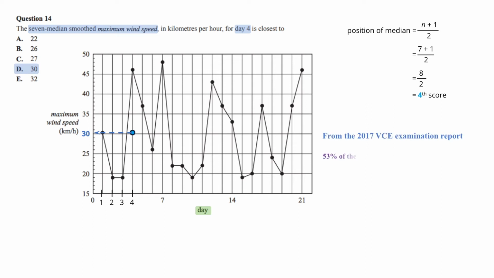From the 2017 VCAA examination report, 53% of the students chose the correct option, with 26% of the students choosing the incorrect option E.